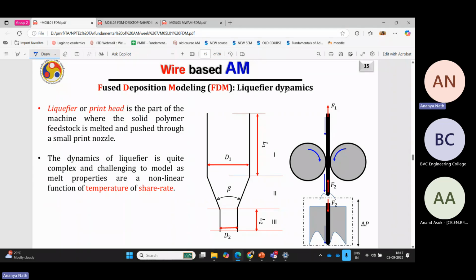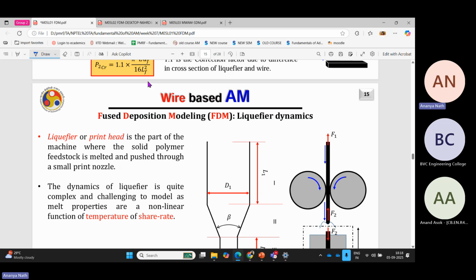Now comes the liquefier dynamic. Liquefier is the part where this squeezed or tension wire is getting semi-melted. So the liquefier design is also very important. It has three portions, D1 portion, then lastly D2 portion, and in between there is a nozzle shape. So the liquefier or print head is the part of the machine where the solid polymer feedstock is melted and pushed through a small print nozzle.